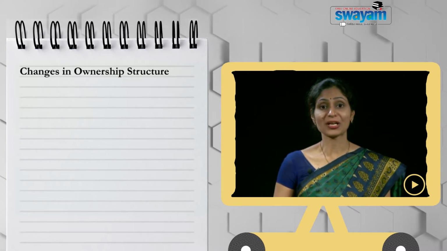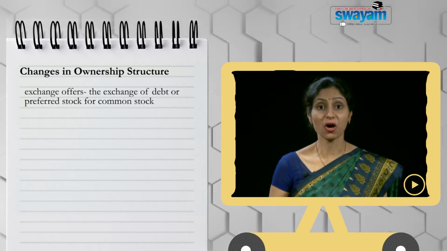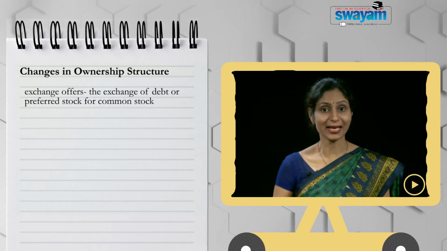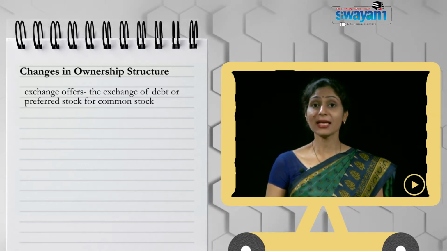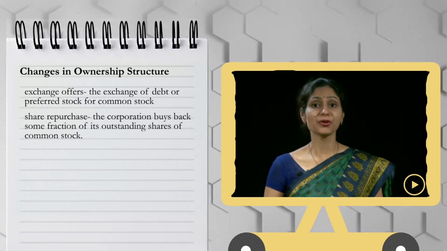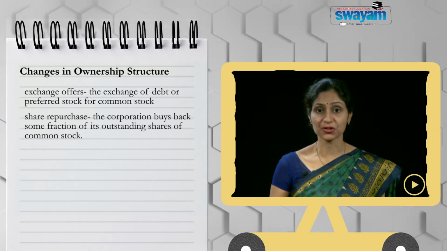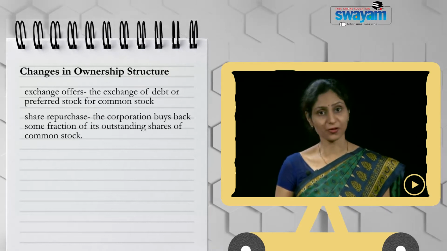Changes in ownership structure include exchange offers, wherein debt or preferred stock is exchanged for common stock, and share repurchase, in which the corporation buys back some fraction of its outstanding shares of common stock.